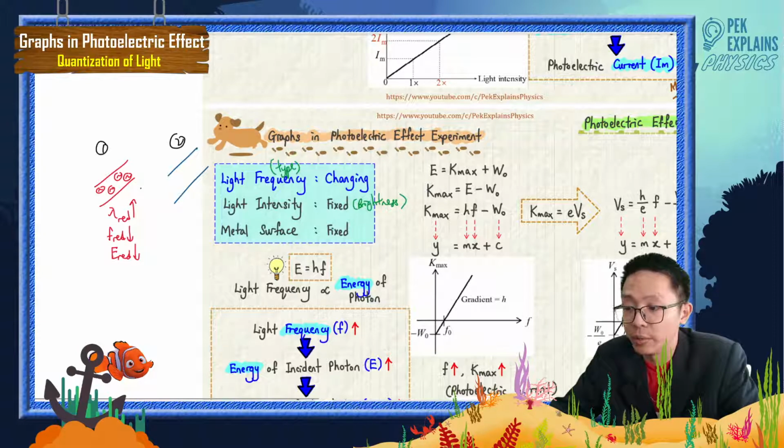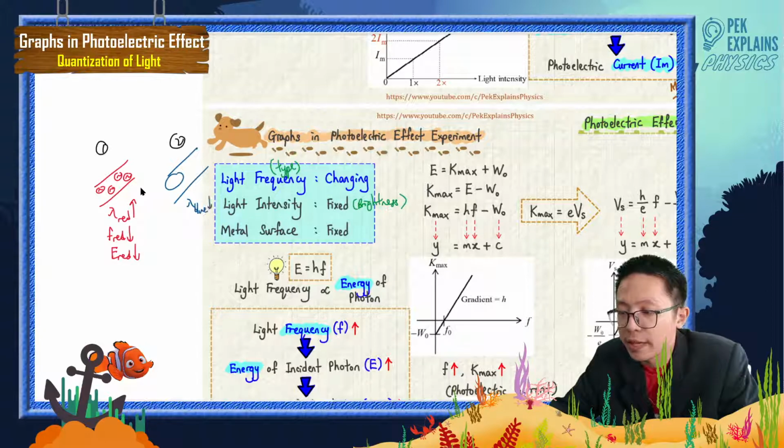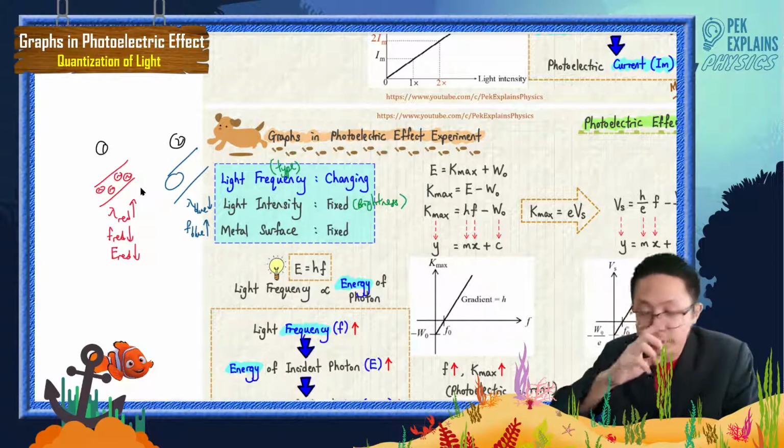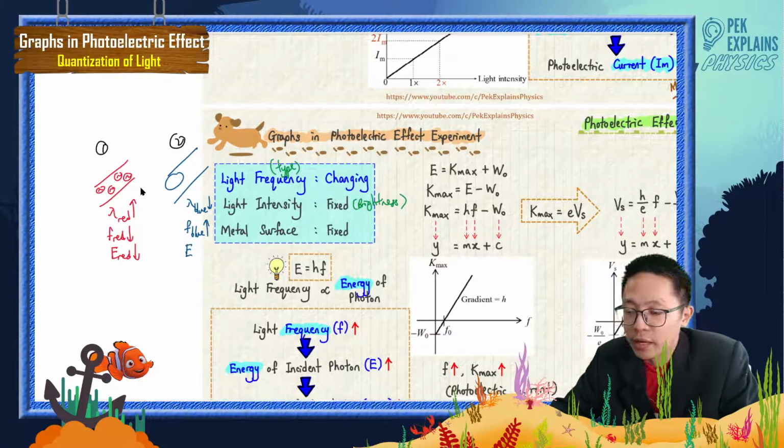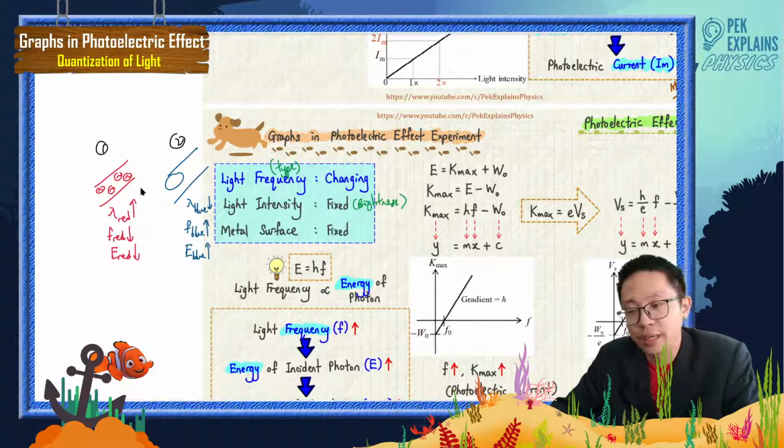But the blue light has a very short wavelength, so it has very high frequency. Very high frequency, so it has very high energy. So we can imagine the photon is bigger, because it carries more energy.